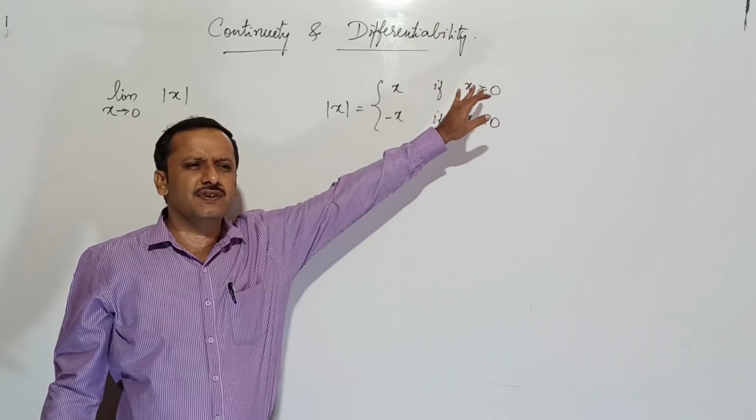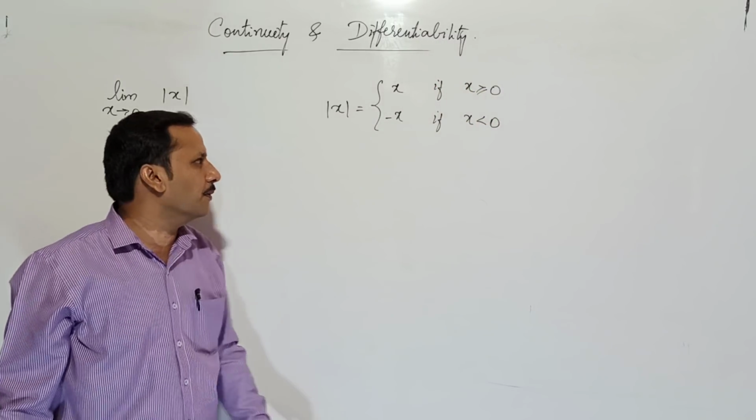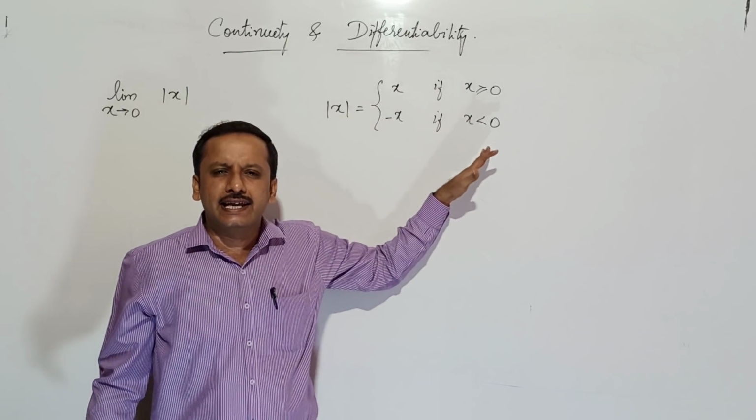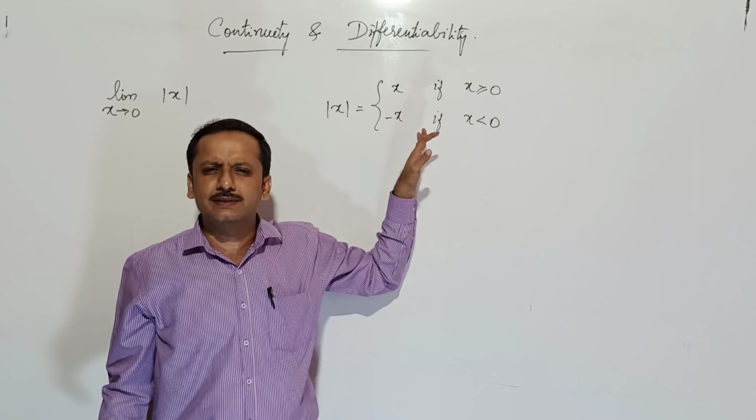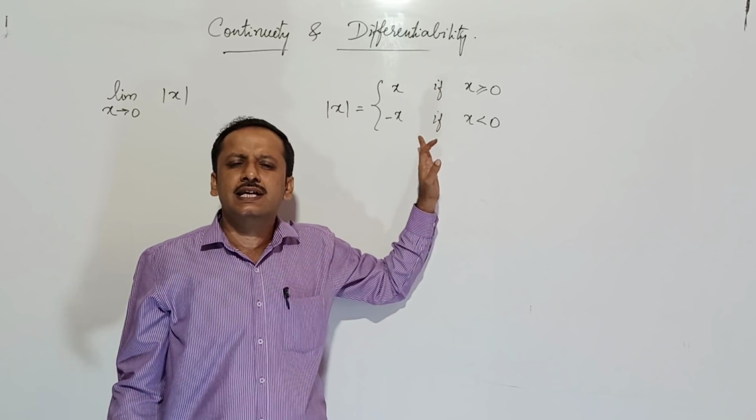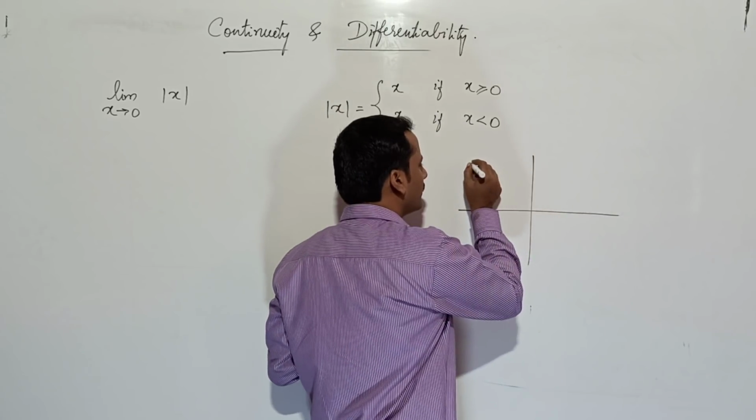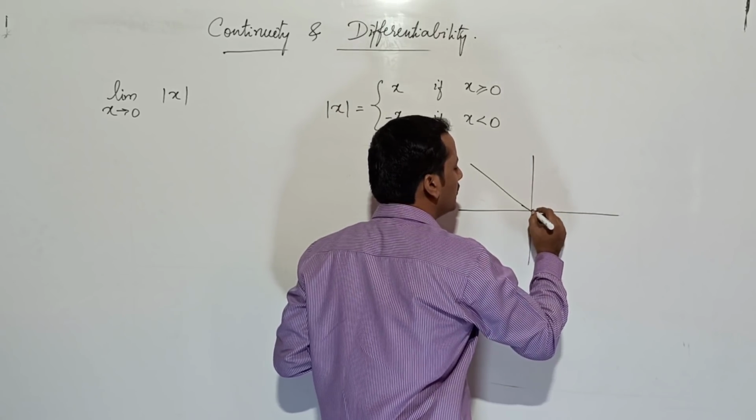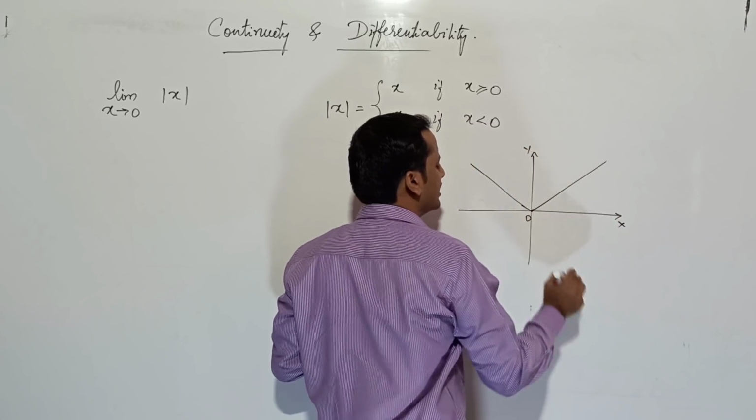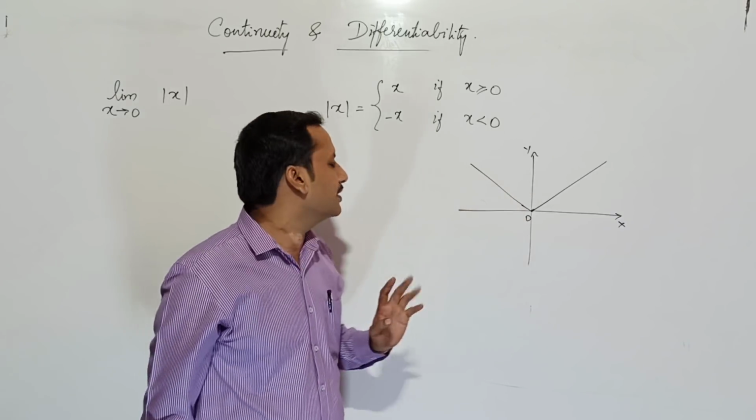Mod x is x if x is greater than or equal to 0 and minus x if x is less than 0. So what it suggests is that whenever x is negative, this function is defined as minus x, and whenever x is positive, it is defined as x. The graph is also very well known to you. This is the graph of modulus of x. Now we are testing at 0 what happens to the limit of f of x.